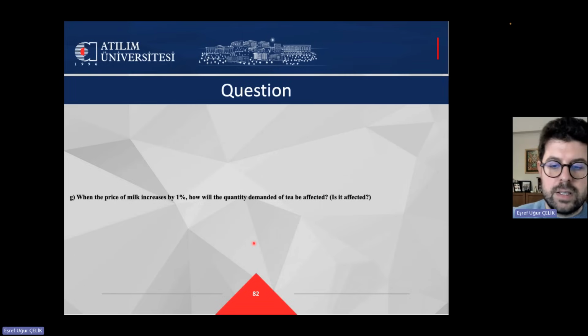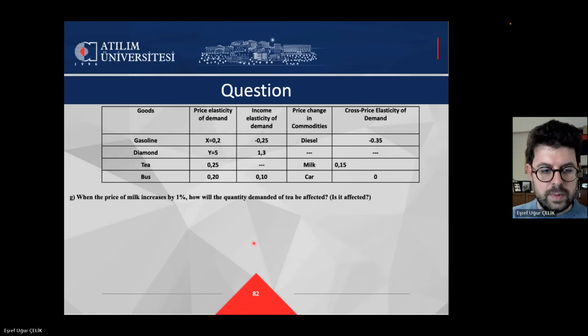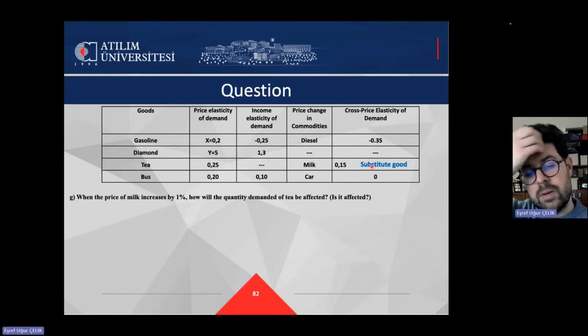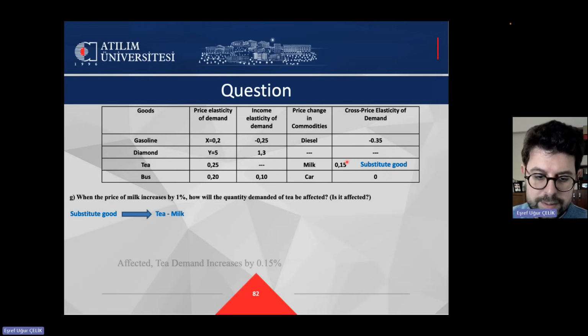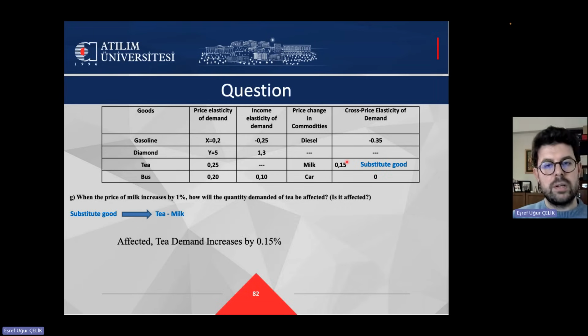And I think that's enough, but let's look at that question also. When the price of milk increases 1%, how will quantity demanded of tea be affected? Tea and milk are substitute goods, so they are rival goods. There's a competition over here. If one of them becomes expensive, the demand for the other good becomes higher. How much? That much. Okay.